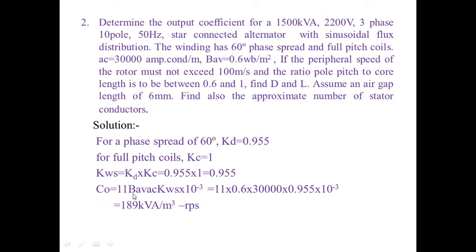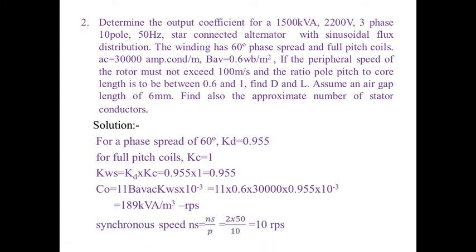So C0 value, the equation is 11 BAV AC into kWs into 10 to the power minus 3, and substituting the values, 11 specific magnetic loading 0.6 and AC, that is 30,000 into stator winding factor 0.955 into 10 to the power minus 3. After simplifying this value, you will be getting C0 as 189 kVA meter cube per RPS.